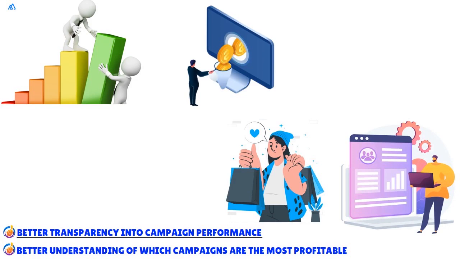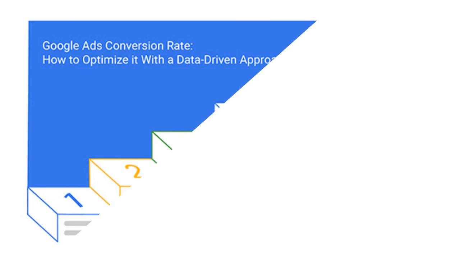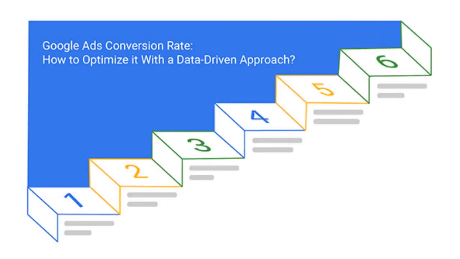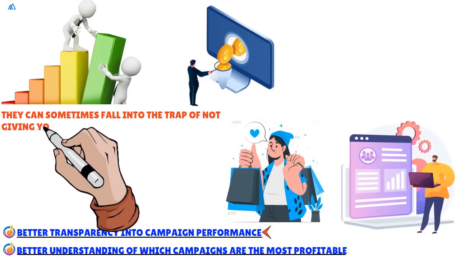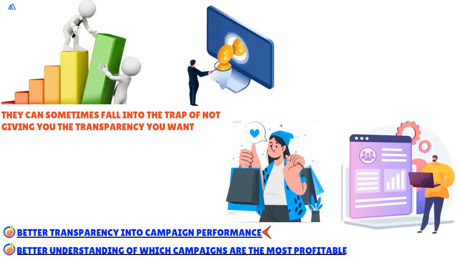That's really important. So you want to have better transparency into campaign performance, and you also have a better understanding of which campaigns are the most profitable. If you are a lead generation company, you probably are using a conversion focused bidding strategy like maximize conversions or target CPA. While there is nothing wrong with those bidding strategies and they can perform very well for your account, they can sometimes fall into the trap of not giving you the transparency or the efficiency that you want.